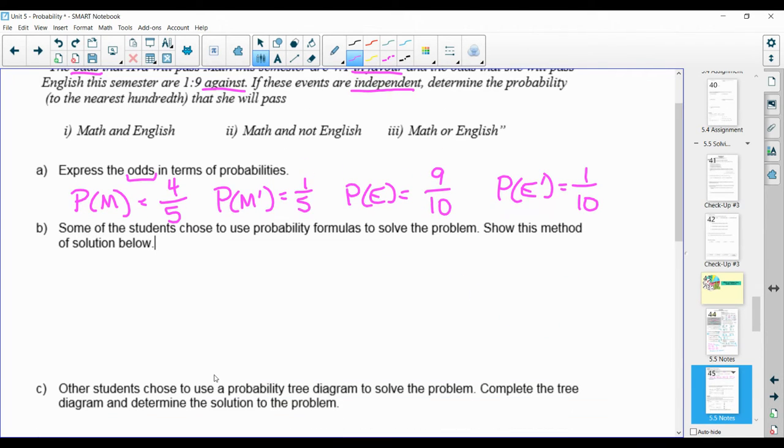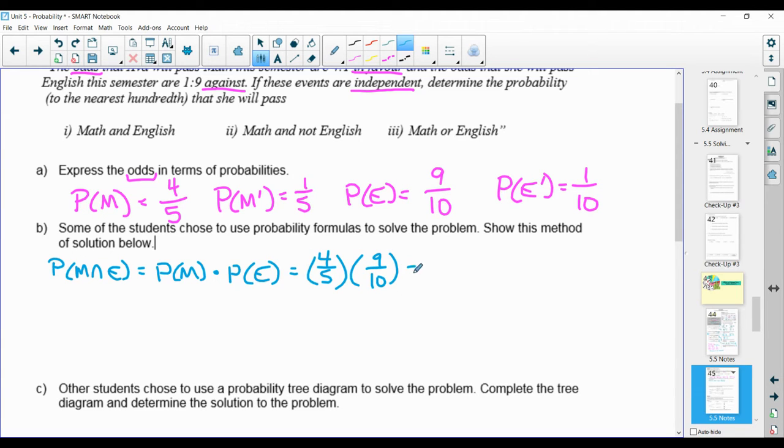Now, part B says some of the students chose to use probability formulas to solve this problem, and we're going to show the method below. So the first question here, we're looking at the probability of passing math and English. So the probability of passing math and English is going to be the probability of passing math times the probability of passing English, because we're told these are independent. So the probability of passing math is 4 over 5. The probability of passing English is 9 over 10. And if we multiply that out, we get 36 over 50, which reduces to 18 out of 25.